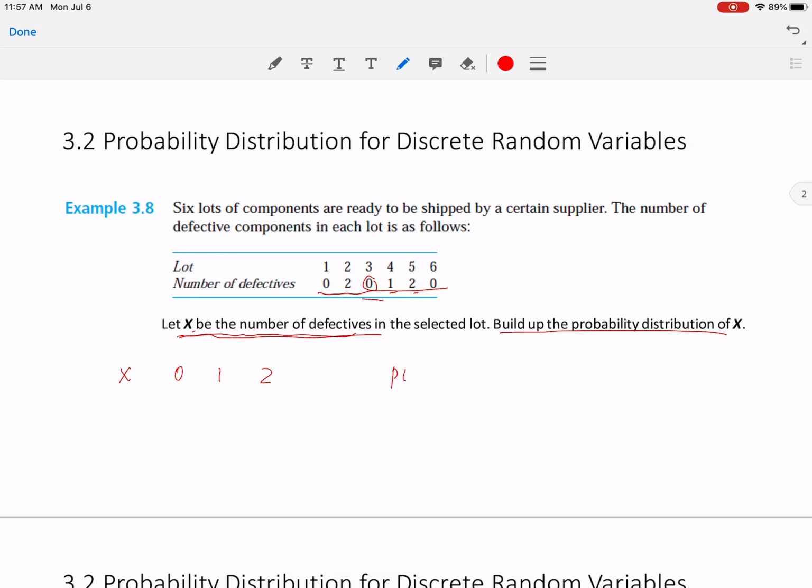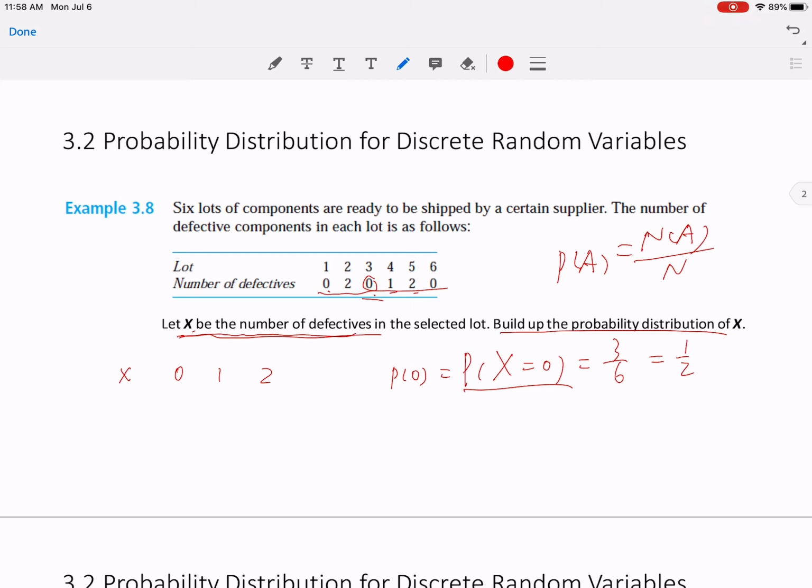Let's say p0. Based on the definition, this is the probability that x is equal to 0. Now, when we think of probability, we always think of this form: P of A is equal to the frequency of A divided by the total N. So this probability is equal to the frequency of 0 divided by the total number of lots. How many zeros do we have? 1, 2, 3. We have 3 zeros, and the total is 6. And so this is 1/2.